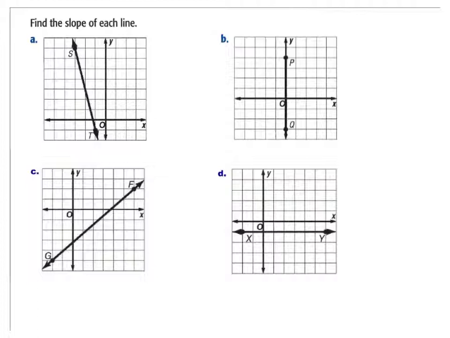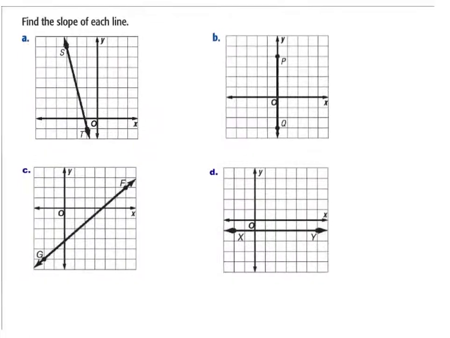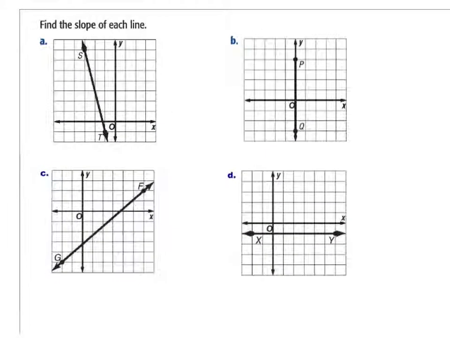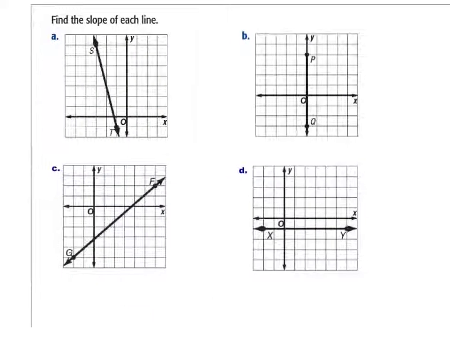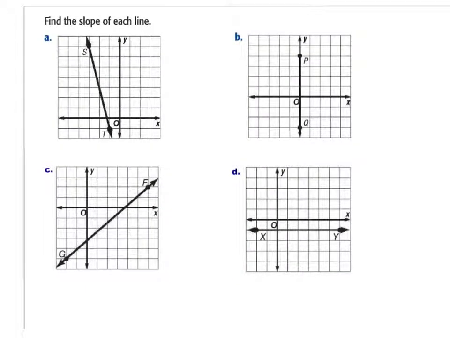This is for lesson 3.3, finding slope. In example 1 here, we're asked to find the slope of each line. Now slope, if you remember, is rise over run. This should be a bit of review for you.